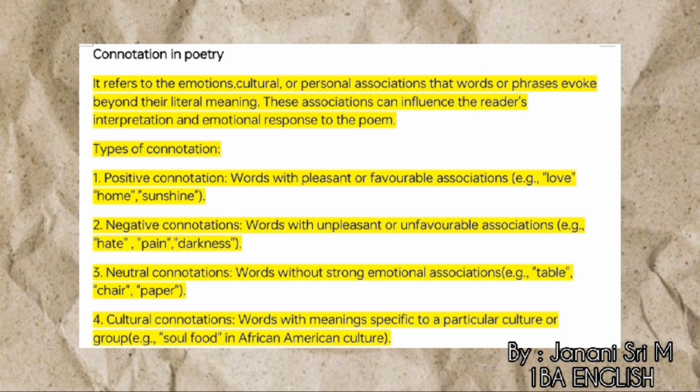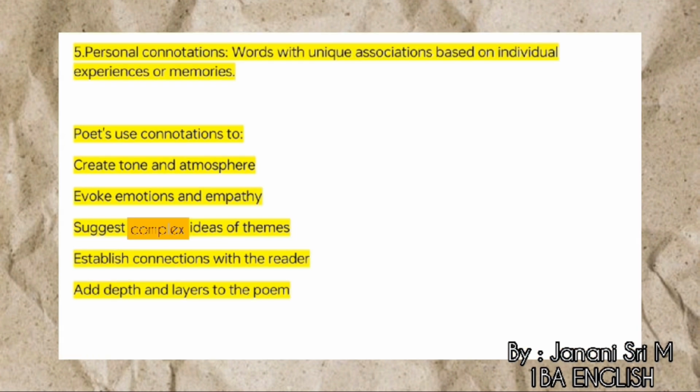Neutral connotations: words without strong emotional associations. Example: table, chair, paper. Cultural connotations: words with meanings specific to a particular culture or group. Example: soul food in African American culture. Personal connotations: words with unique associations based on individual experiences or memories.